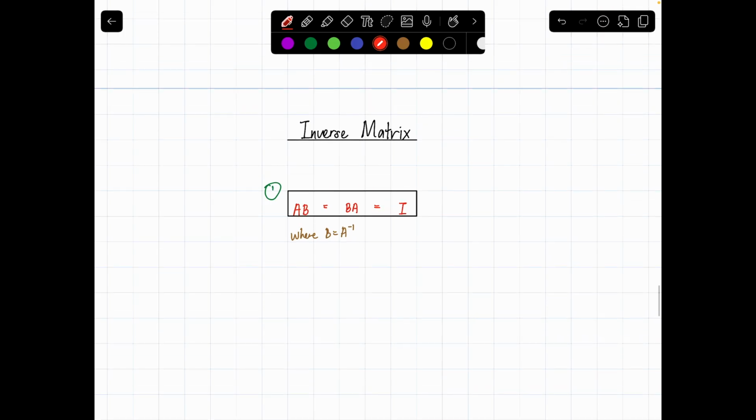In the previous video, I talked about the identity matrix, and it's a crucial concept if you would like to understand the inverse matrix. So if you have not watched that video, or if you do not have any idea what an identity matrix is, I would highly advise you to take a look at it first before coming into this video.